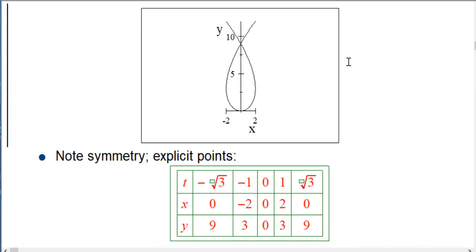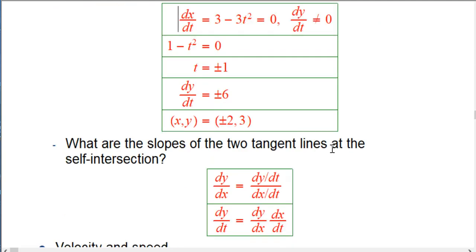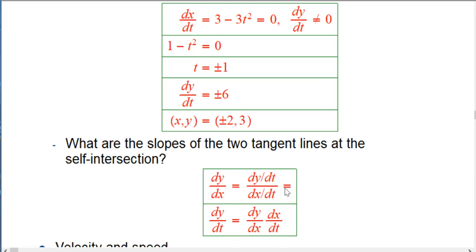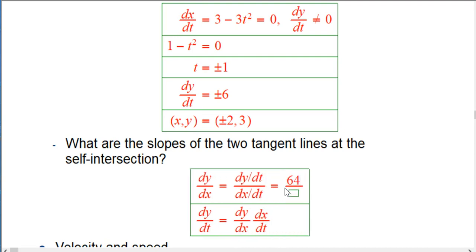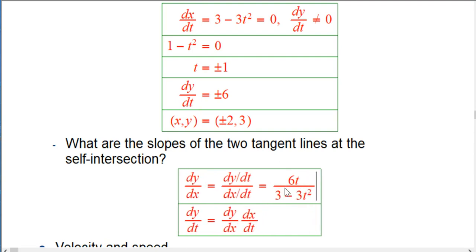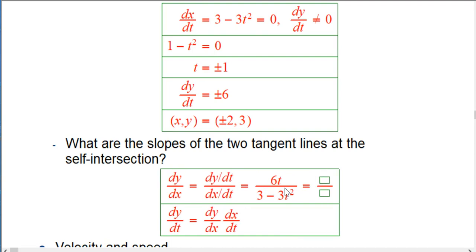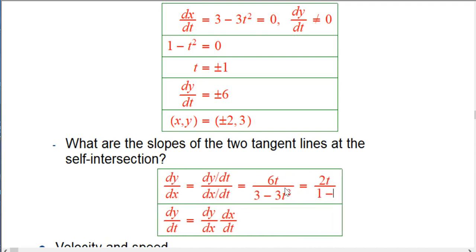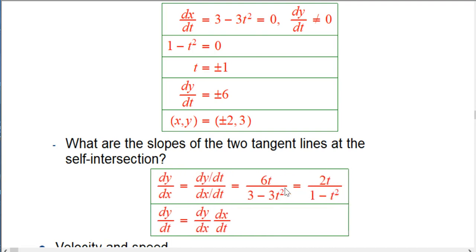This isn't really a function of x at all, right? This doesn't pass the vertical line test. But it turns out that locally, as long as I say just near some t value, this all makes sense. And I don't have to do any complicated solving of really funky algebra. I just have to divide. It's a very, very powerful statement. So in this case, we're getting 6t over 3 minus 3t squared, which simplifies a little bit to 2t over 1 minus t squared.